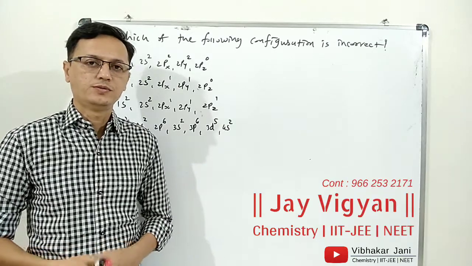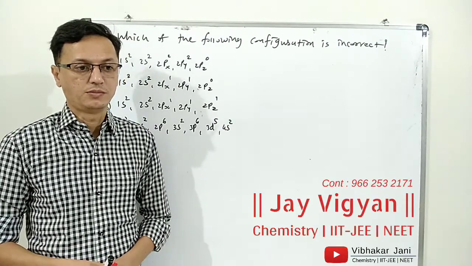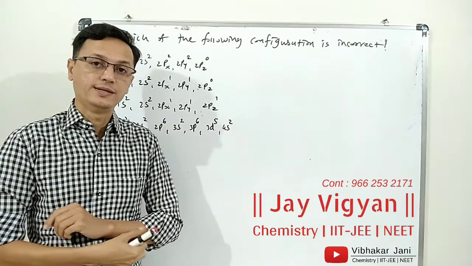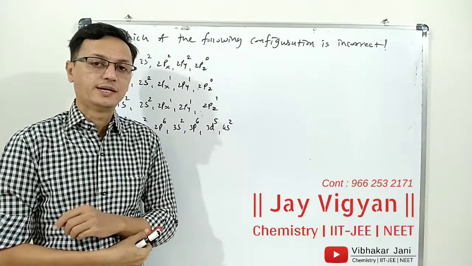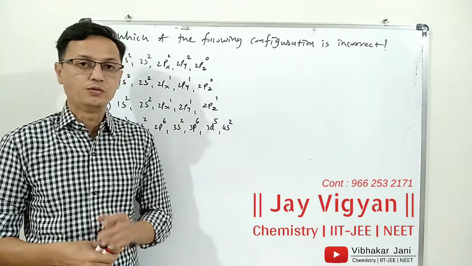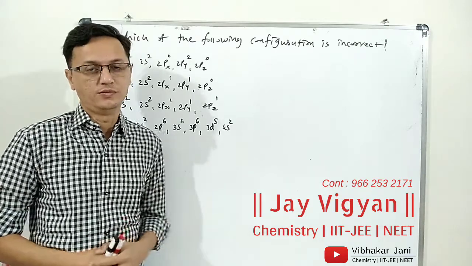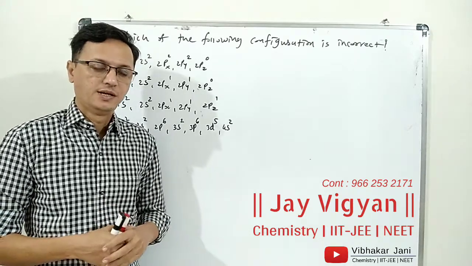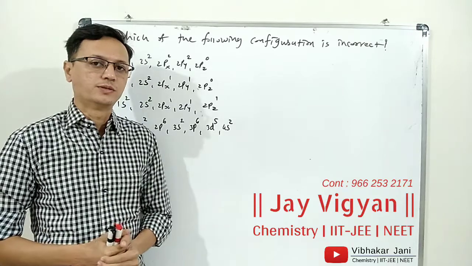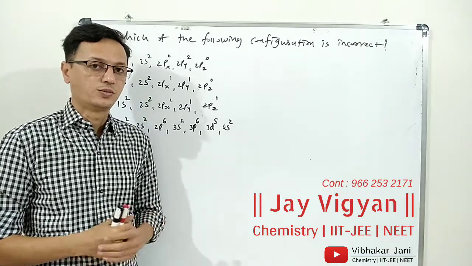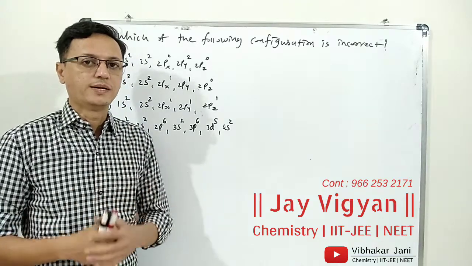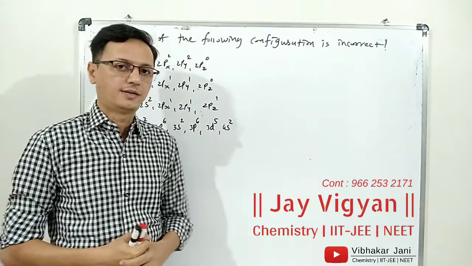In our previous video, we discussed the quantum numbers as well as how to fill electrons in any orbital, using the Pauli and Hund's rules. Now in today's video, we are going to solve some MCQs regarding those topics. So take your pen and paper with you and let us start.